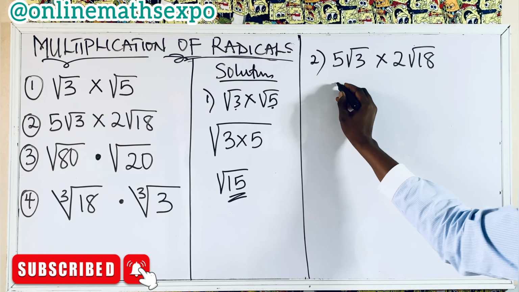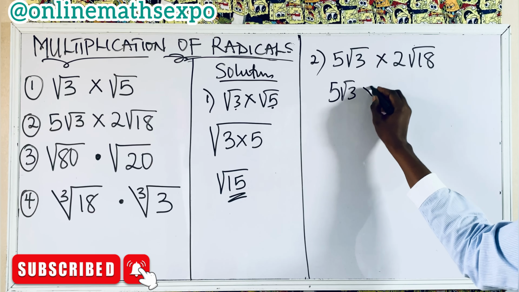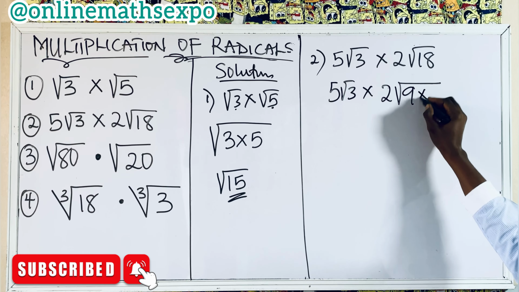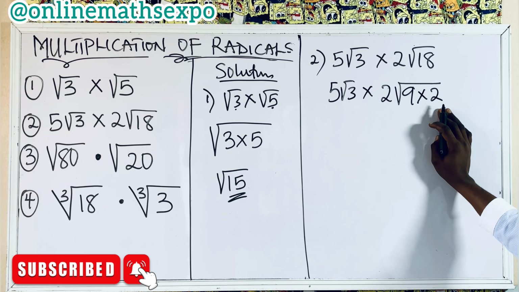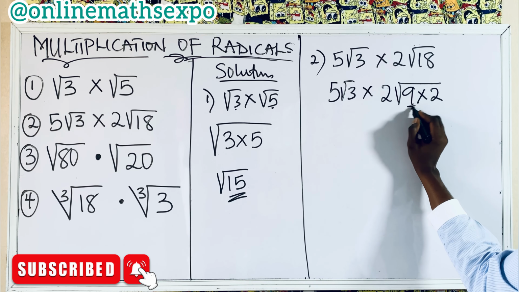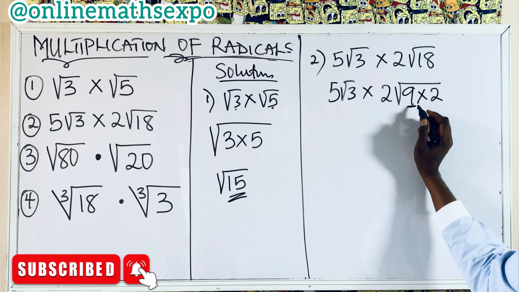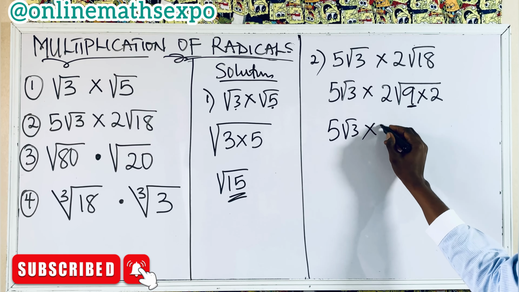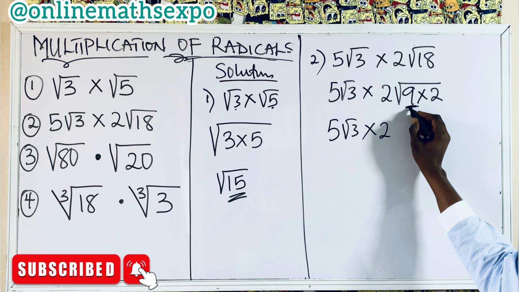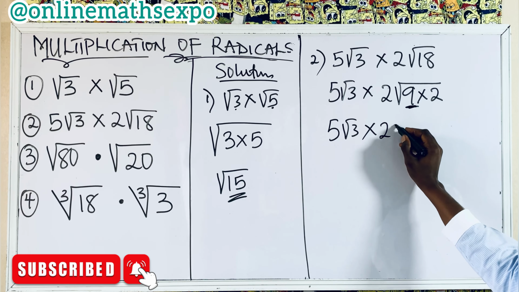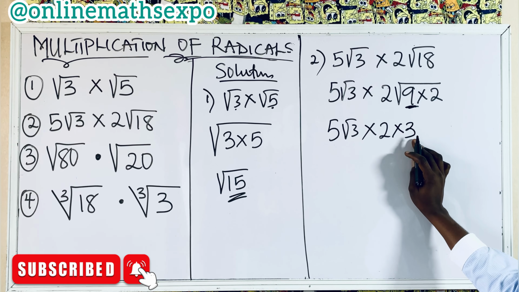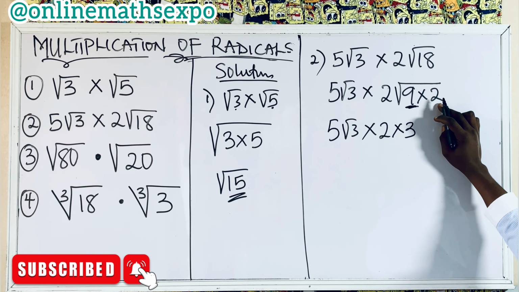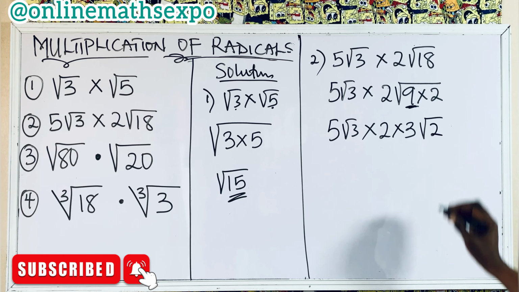So in that case, I'm going to have 5 root 3 multiplying 2 root. So I reduce this to 9 multiply 2, okay? And remember, 9 is a perfect square. So each square root will give us 3. So we're going to have 5 root 3 multiply 2. Then this 3 that we got from here, you bring it out from the root. This 2 will remain in the root because it's not perfect. So we leave it as root 2, okay?